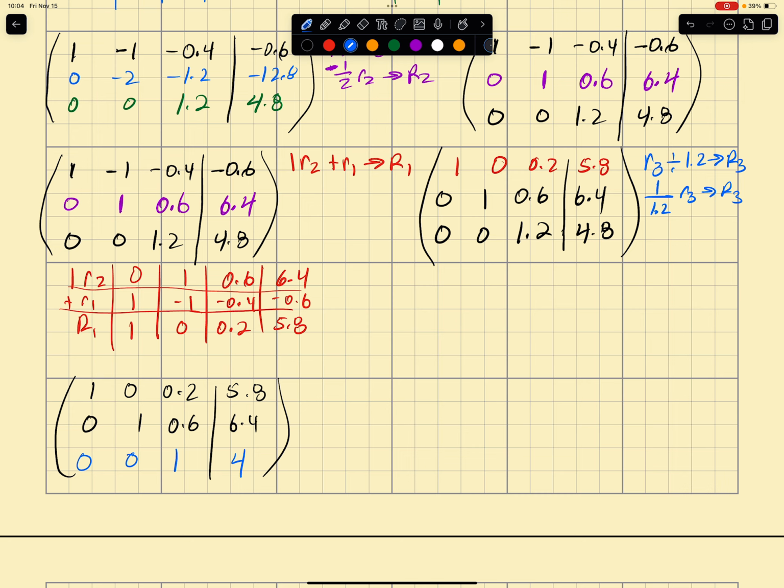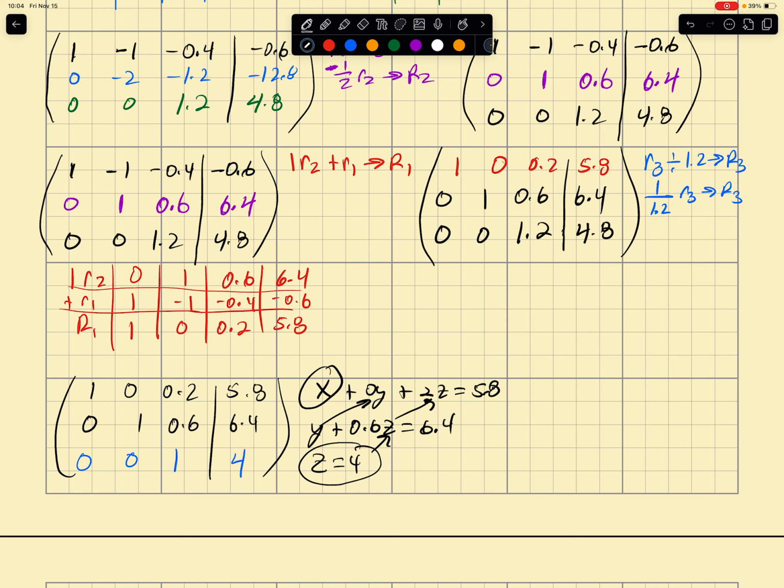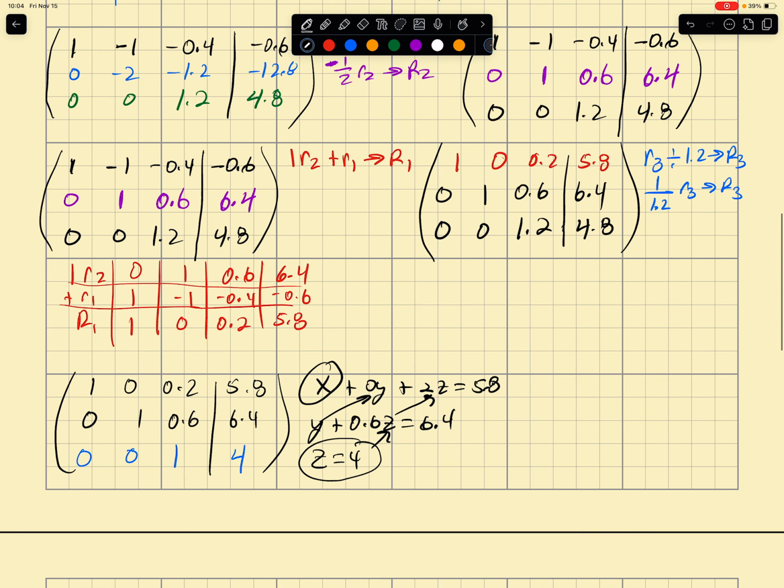Now, if you were going the back substitution route, this is z equals 4, and then y plus 0.6z equals 6.4. So you take z equals 4, plug that in there, and that would give you the y. Then the last equation is x plus 0y plus 2z is equal to 5.8. So then you take your z and plug it in here, and then whatever your y is, you plug it in there, and that would give you the x. And that's the back substitution. That's what we use for Gaussian elimination.